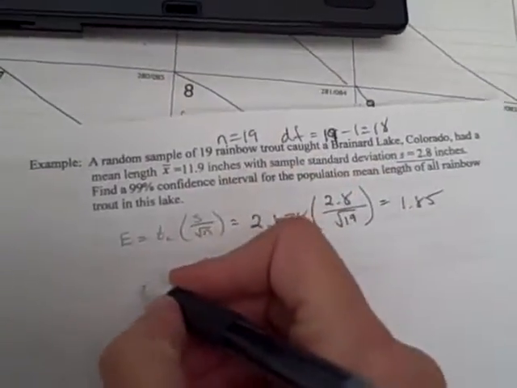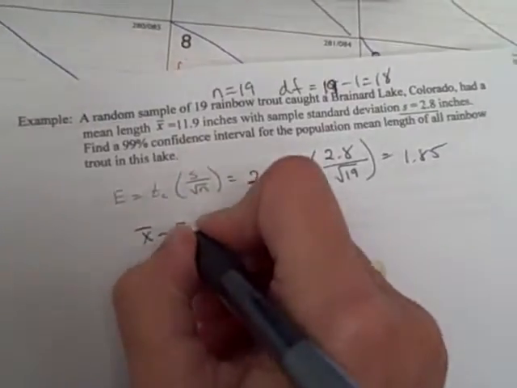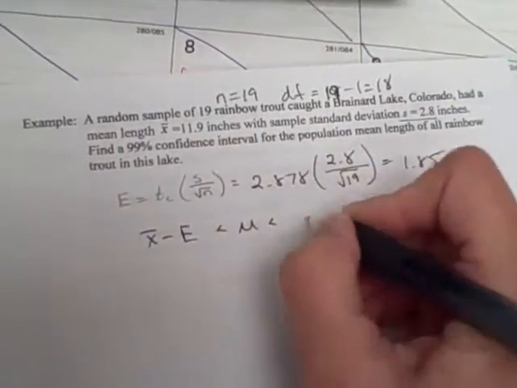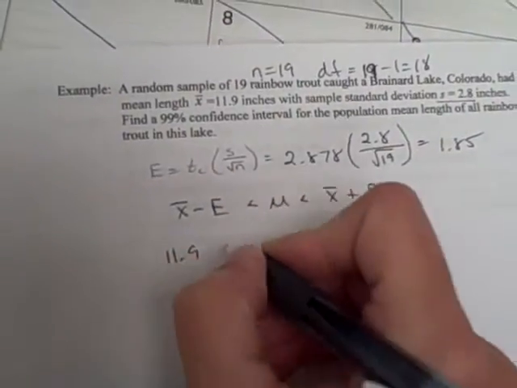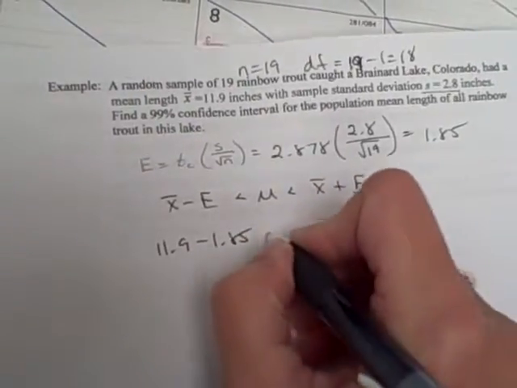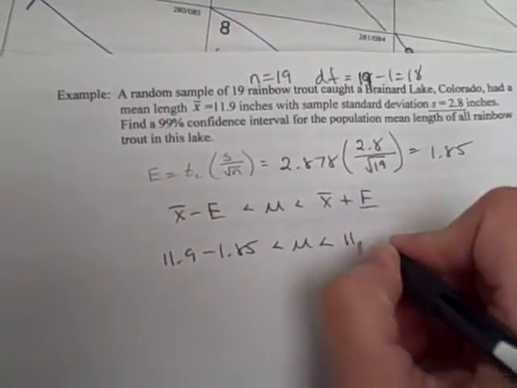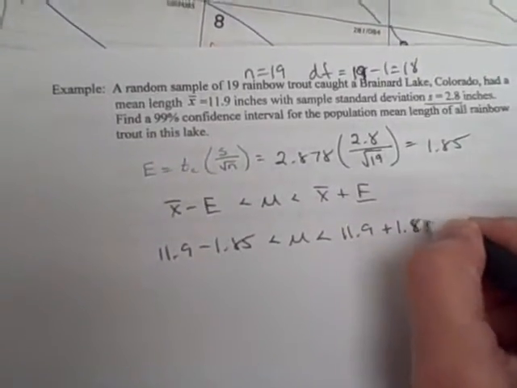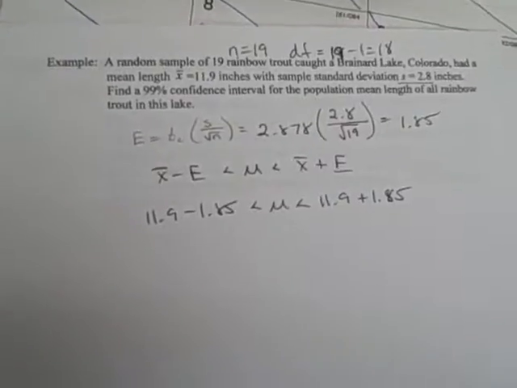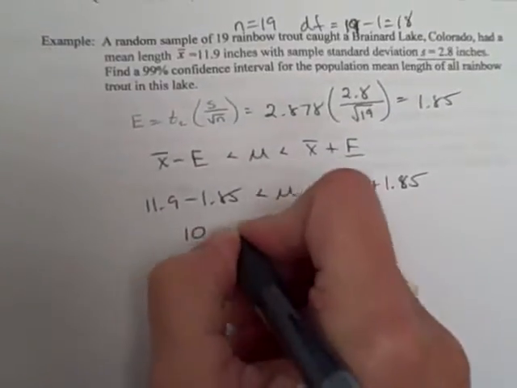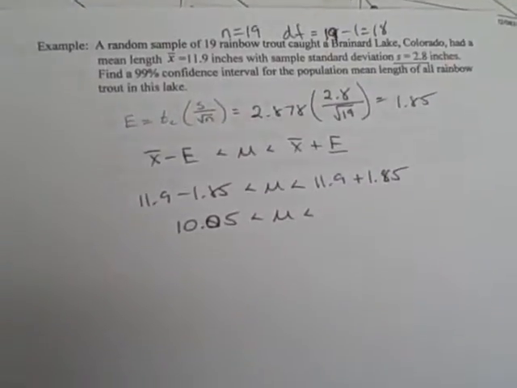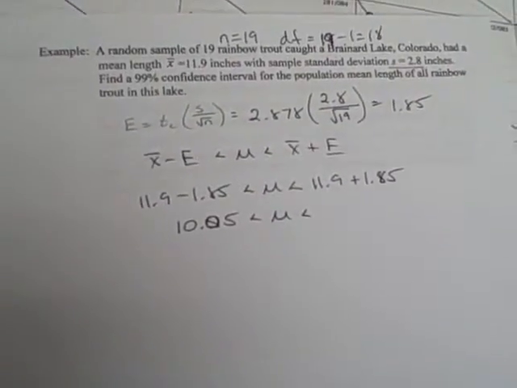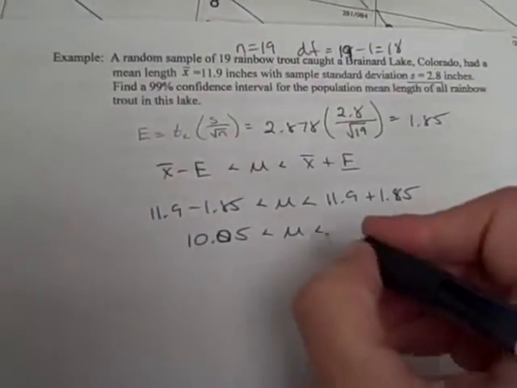All right, so our confidence interval, x bar minus E, is less than mu is less than x bar plus E. So our sample mean x bar, 11.9 minus 1.85, is less than mu is less than 11.9 plus 1.85. So 11.9 minus 1.85 is 10.05, is less than mu is less than, and then 11.9 plus 1.85 is 13.75.